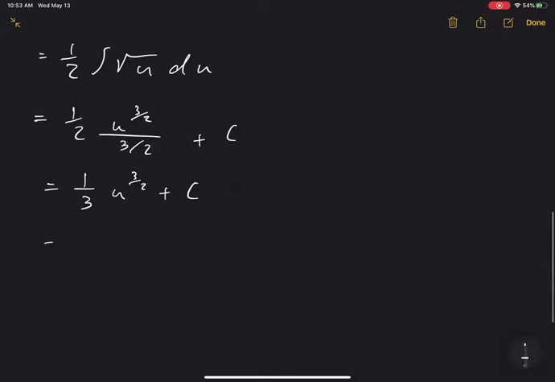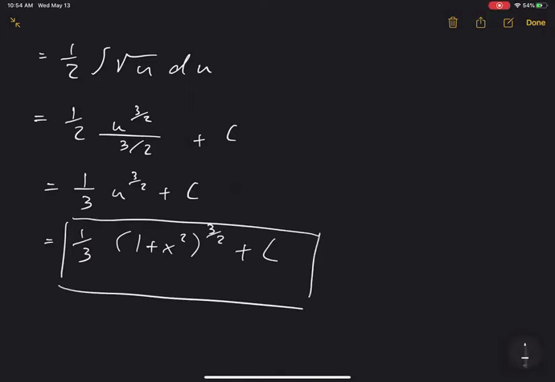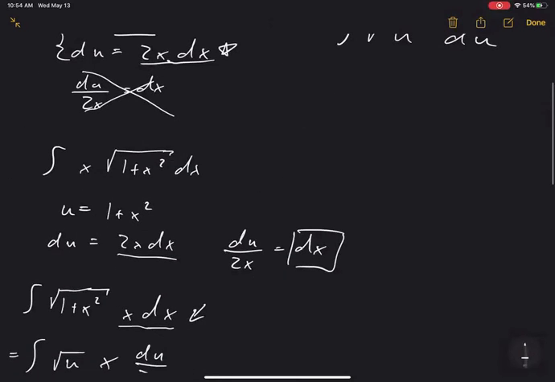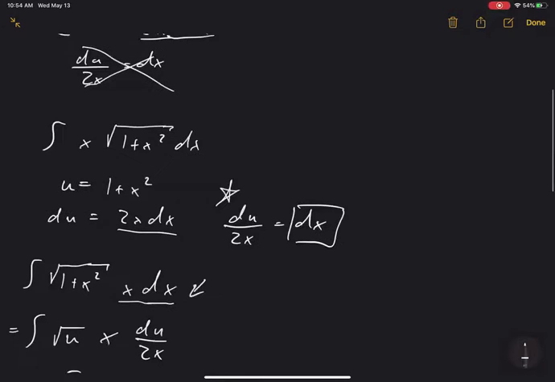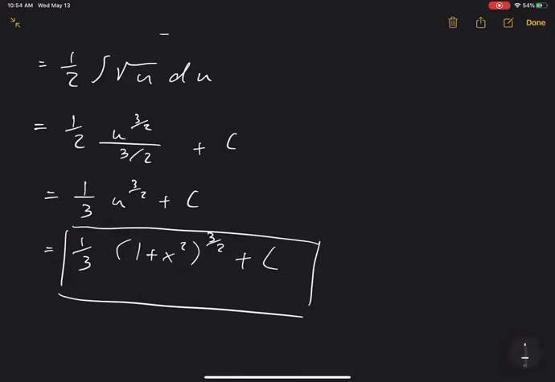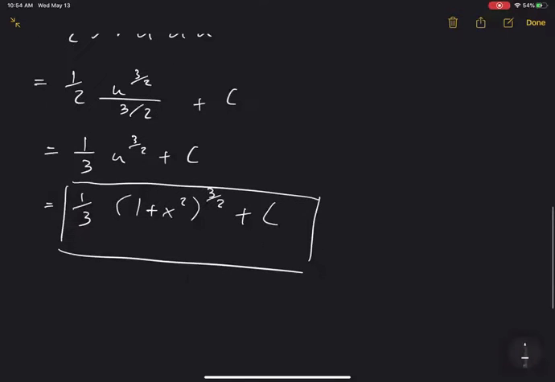And then undo my substitution to get this antiderivative. So I just wanted to do this problem to show why I do this third step here. I think it saves us a lot of trouble. Now let's continue on with problems from the book.